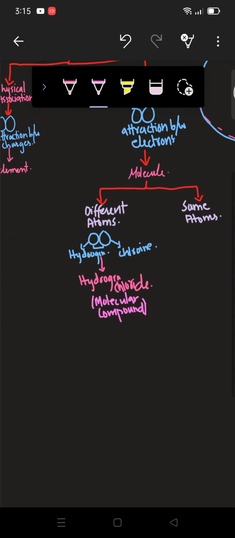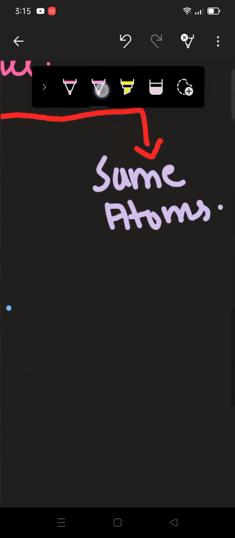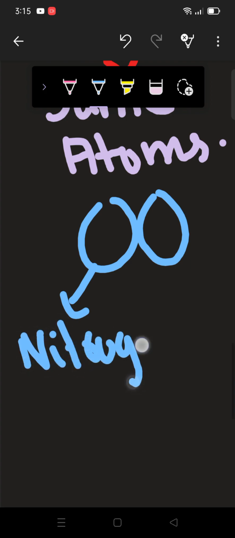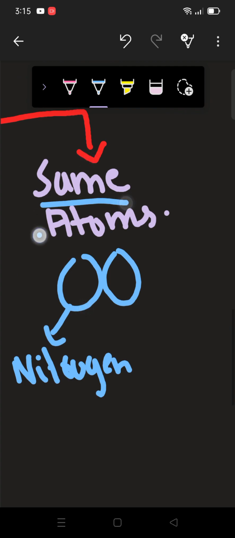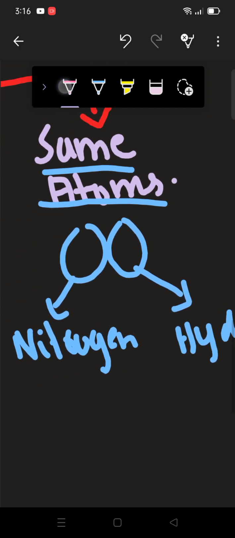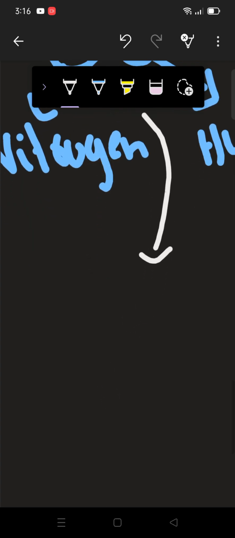So when different types of atoms combine together in a chemical association, they form a molecular compound. However, when the same type of atoms combine together in a chemical association, for example, one of nitrogen, here we need to take the same type of atom. As you can see here, same atoms. And another one is of hydrogen as well. Now there will be an attraction between their electrons, and there would be a chemical association. Then they are going to form a molecular element.